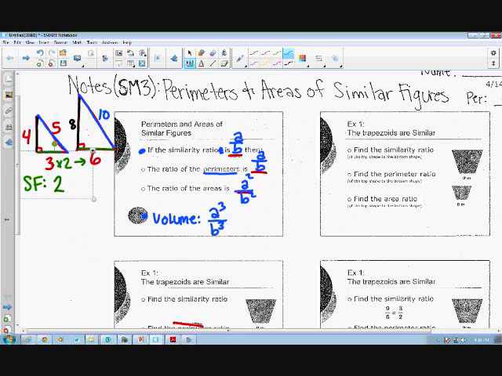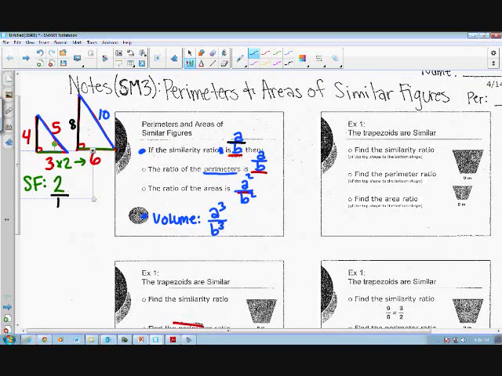Okay, so let's see if this actually holds true. We said that the similarity ratio is A over B. So our similarity ratio is 2, but that 2 is not a ratio. Let's make it a ratio. Do you agree that 2 over 1 is the same thing as 2? Yeah. Okay, so we have a similarity ratio of 2 over 1. Now let's look at perimeter. To help us visualize this, I was hoping I could just copy all these and paste them into a second slide. Let's see if I can just select them.